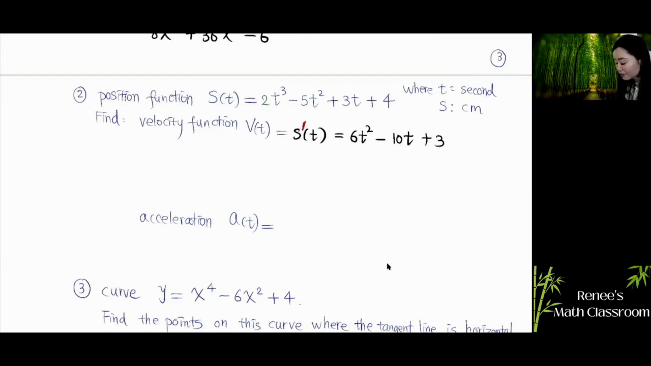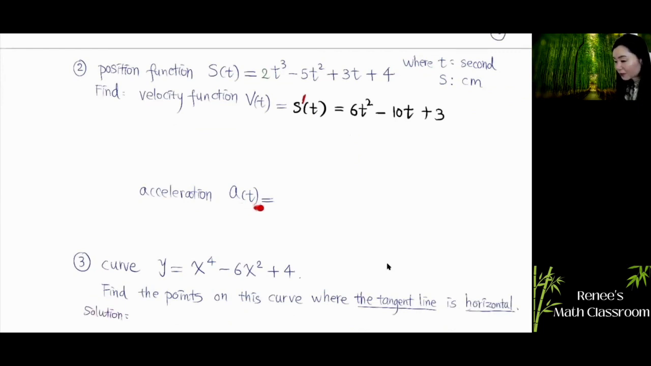So the derivative of the position function here is the velocity function. So that's the velocity function here. And what about the acceleration function? Acceleration is the derivative of the velocity. So it's the second derivative of the position function, which is the derivative of the velocity function. So we're going to differentiate this one more time with respect to t.